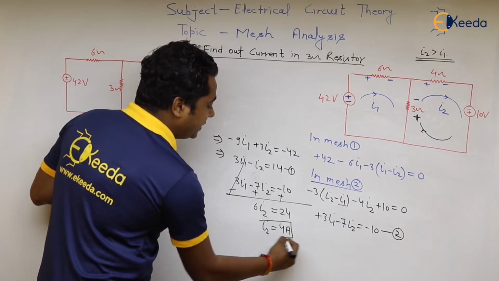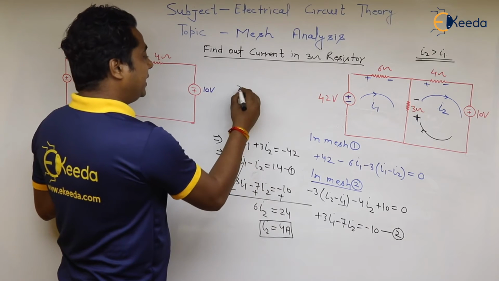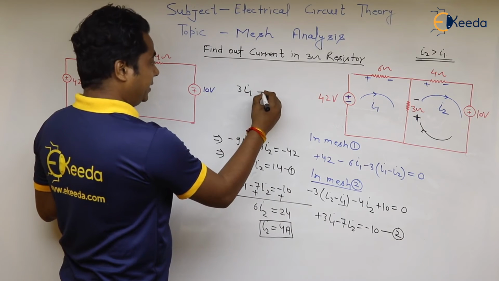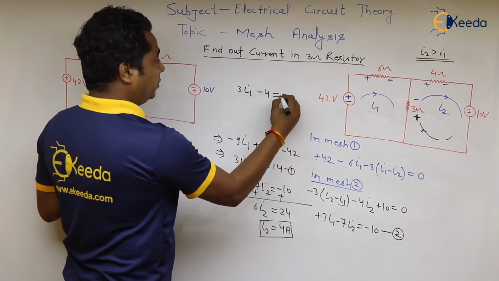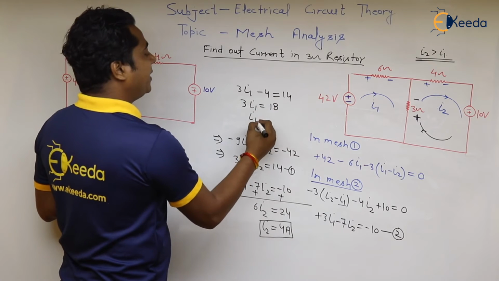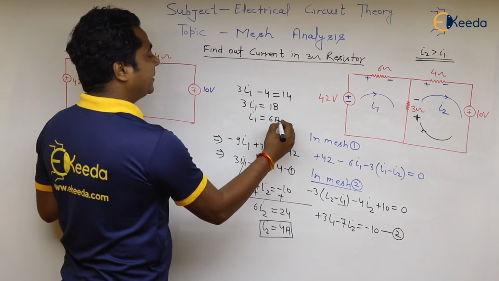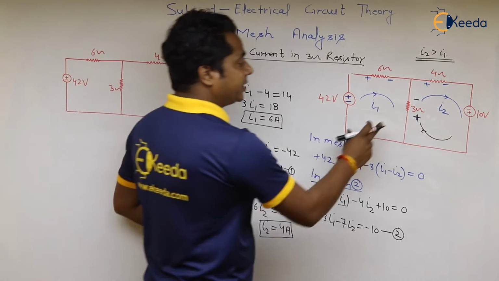The value of I2 is 4 ampere. I am putting this value in this equation. 3 I1 minus I2, meaning 4, is equal to 14. It means 3 I1 is equal to 18. So the I1 value is coming to be 6 ampere. So I1 is 6 ampere and I2 is 4 ampere in this circuit.